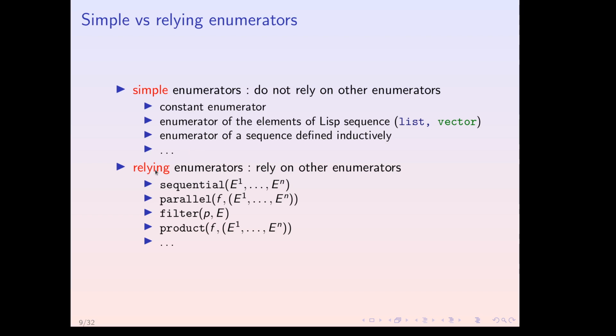And we have the composite enumerators that I call relying enumerators because they rely on other enumerators. For instance, the sequential enumerator will enumerate first all elements of sequence 1, then sequence 2, and so on. We will see later an example of the parallel enumerator. Filter is like remove-if in Lisp, and product, we will talk about product later.